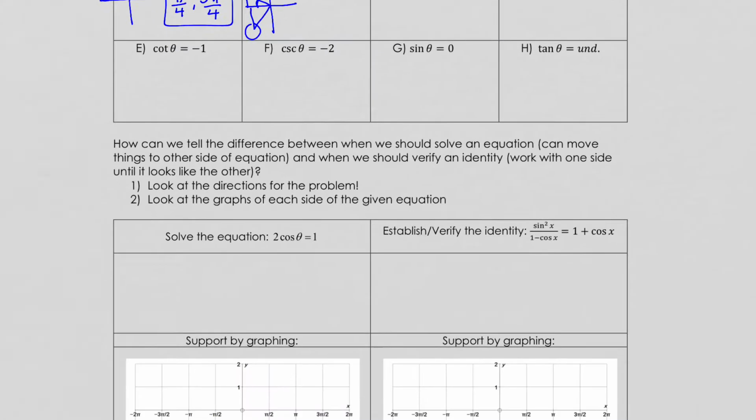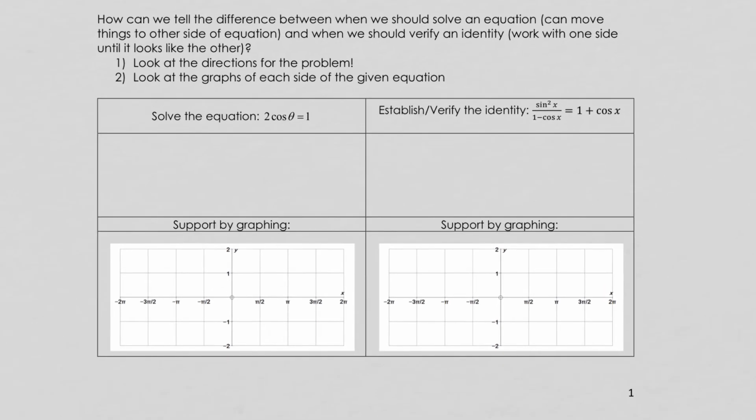All right, so how can we tell the difference between when we should solve an equation, which means we can move things from one side to the other of the equal sign, or when we should verify an identity, which means you work only with one side until it looks like the other? Well, you can do two things. You can look at the directions for the problem, or look at the graphs of each side of the equation and see what happens. If they're the same, you know you're verifying. If they're not the same, you are solving where they intersect, okay?